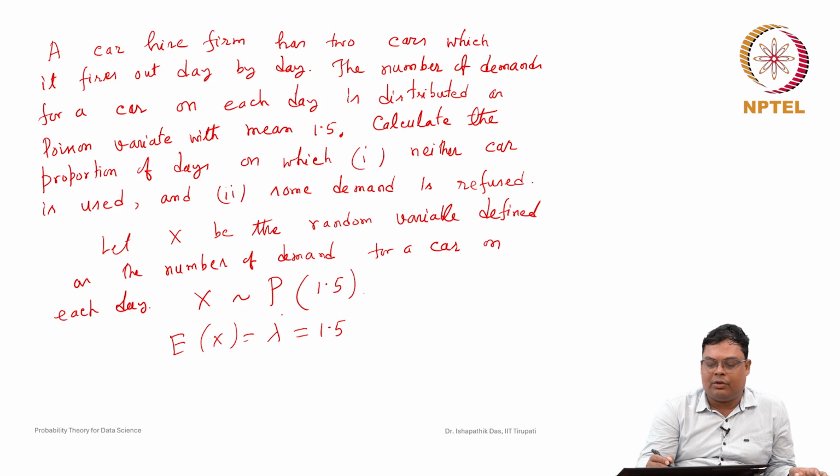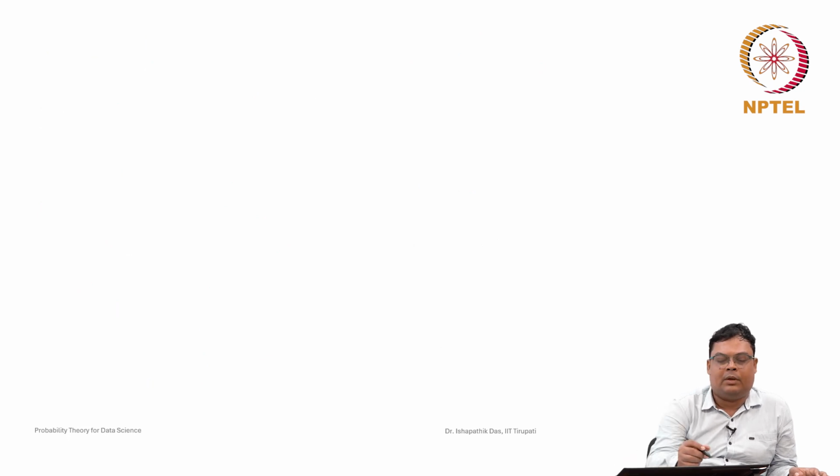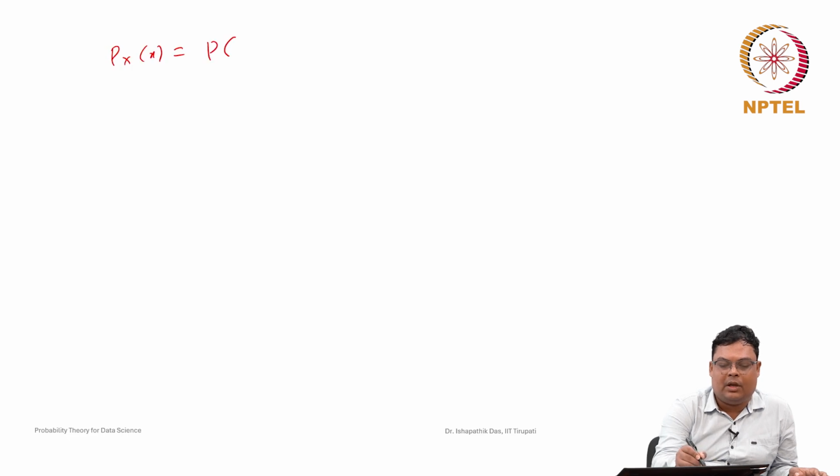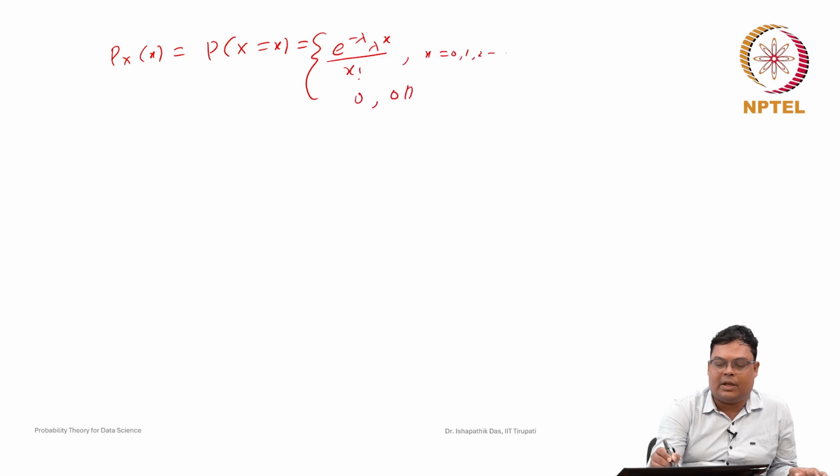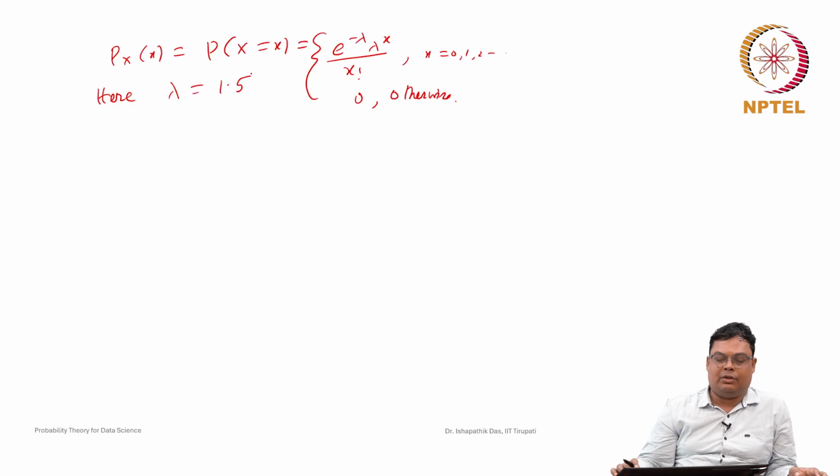Now, what will be the probability mass function? The probability mass function of X is given by P_X(x), the probability that X is equal to x, which is e to the power of minus lambda, lambda to the power x, divided by x factorial, whenever x is 0, 1, 2 and so on, and 0 otherwise. This is the general probability mass function we discussed. Here it is given that lambda is equal to 1.5, so it is known to us.